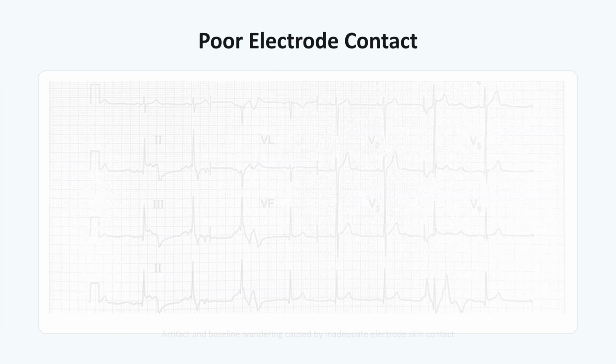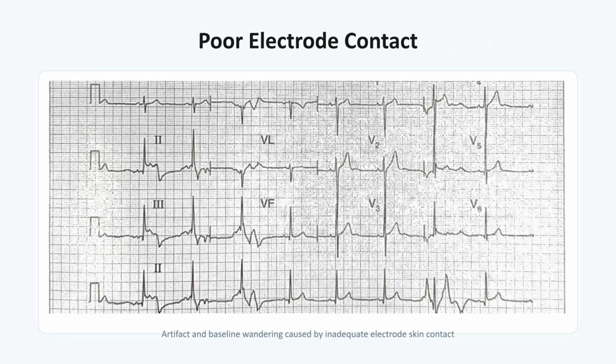Poor electrode contact causes artifacts like baseline wandering, making the reading appear noisy or fuzzy. This inadequate skin contact obscures clear wave analysis and is a common technical issue.